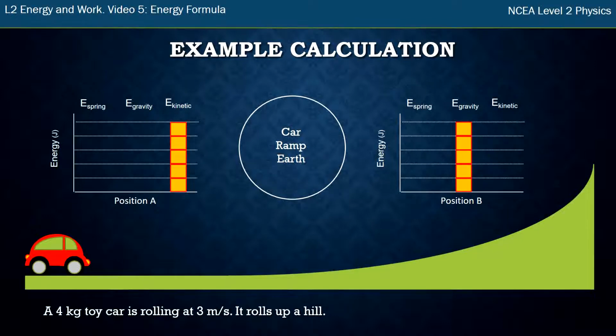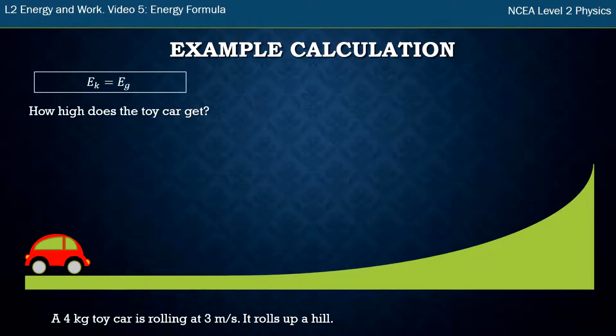And this bar chart allows me to write down a formula. An energy conversion equation, where I have kinetic energy equals my gravitational energy. So knowing that, how high does the car get? So I have kinetic energy as gravitational energy. I have a formula for kinetic energy, half times mass times velocity squared, and I just introduced the formula for gravitational energy, mass times gravity times height.